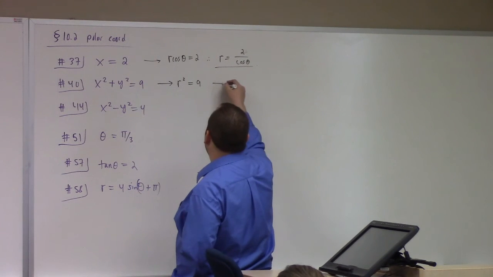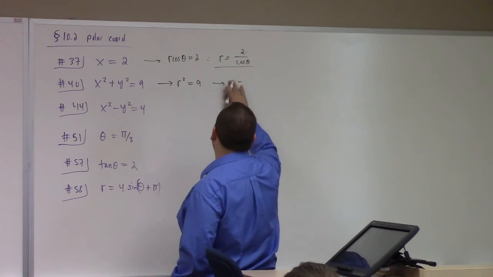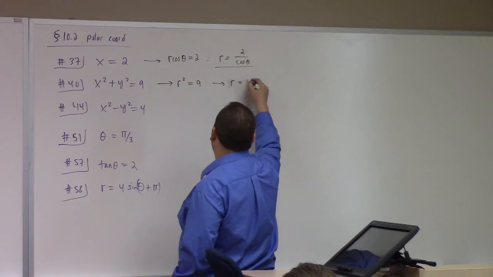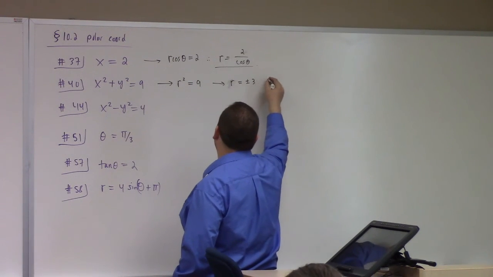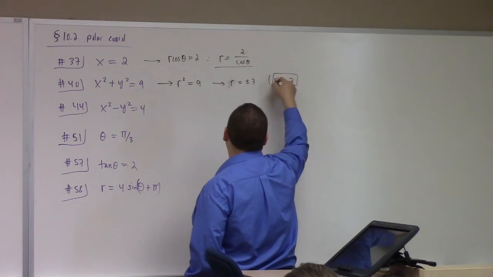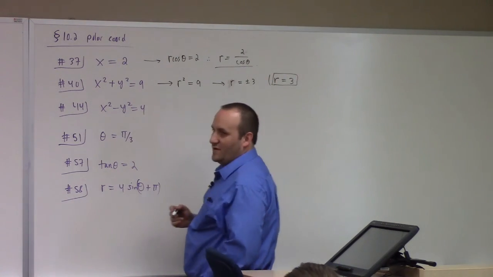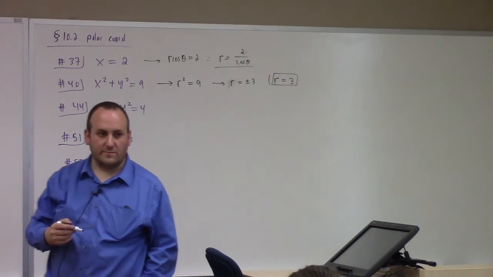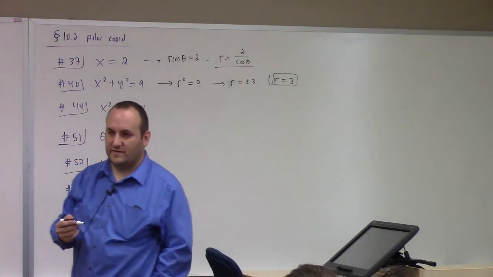So you could write that as r is equal to what? Plus or minus 3, I suppose, but my heart just wants to tell you it's r equals 3, and that's all that matters. I mean, r equals minus 3 is redundant. It's the same circle, right? So nothing is lost by just saying r equals 3 there.